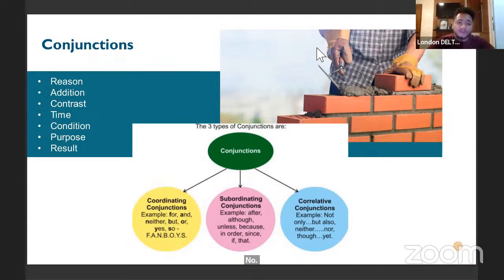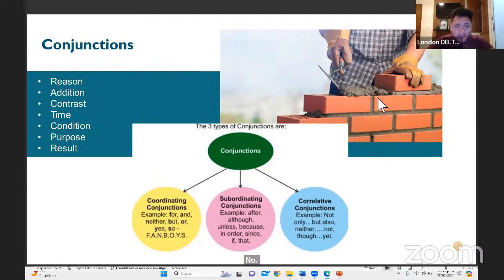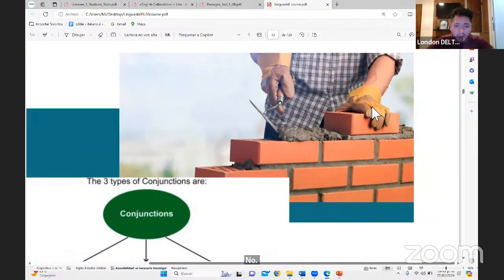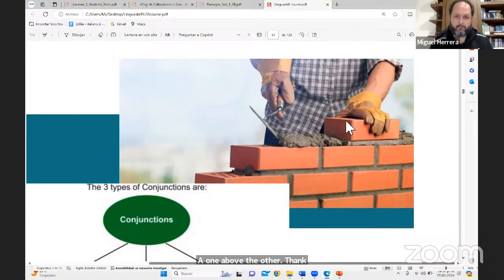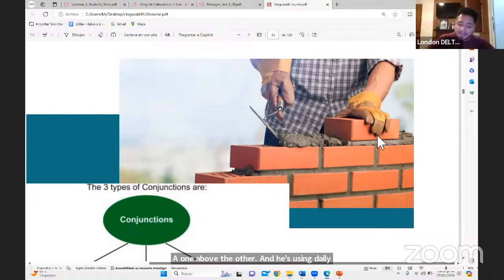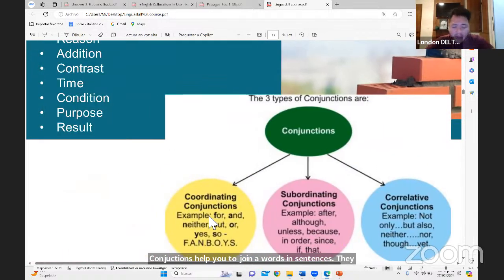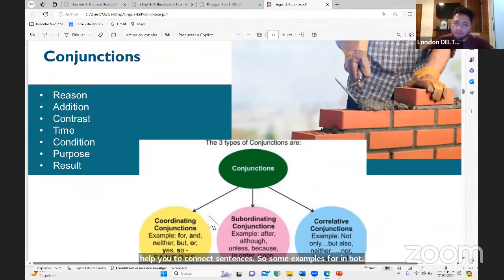Good. So it's just like you see in the image here. You see this man that is laying the bricks one above the other, and he's using the concrete, not the cement, to put the bricks together, right? So conjunctions are these. Conjunctions help you to join words and sentences. They help you to connect sentences. Some examples: for, and, but, or. Esos son algunos ejemplos de conjunciones.